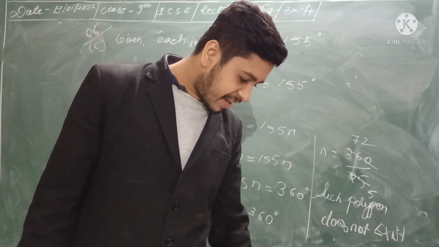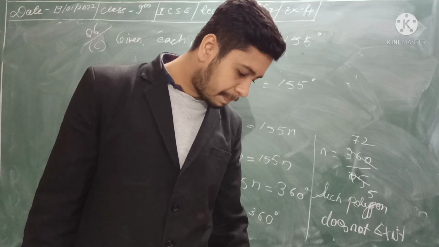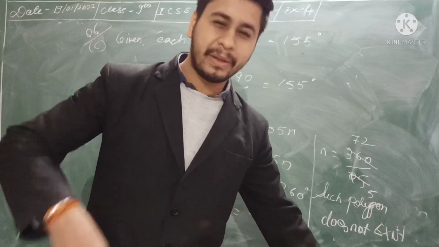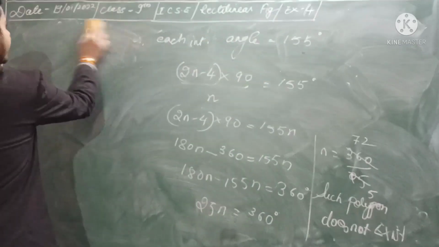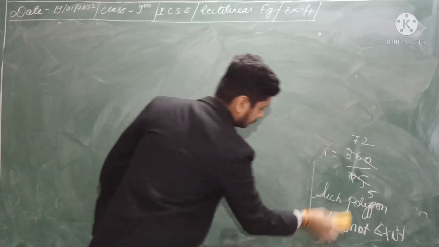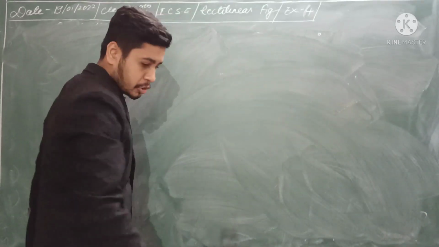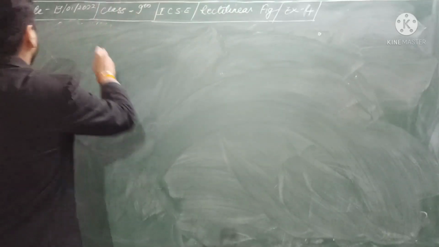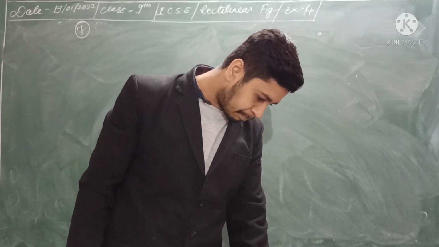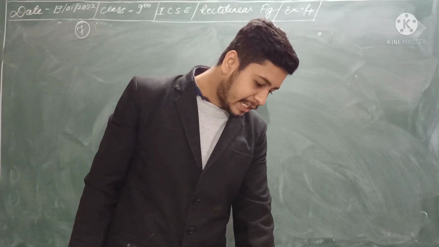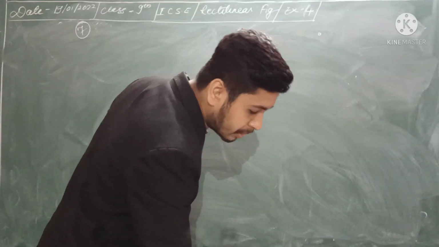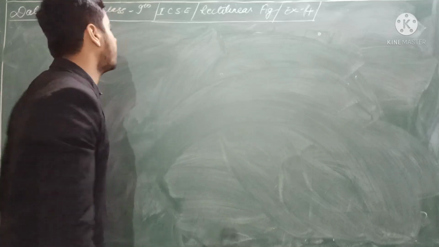Question number 7. Find the number of sides of a regular polygon if the ratio of each interior and exterior angle is given to us. Now, some different kind of questions, so let's understand them. So you are given the ratio of each interior and exterior angle. Okay, so we need to find the number of sides of that particular regular polygon.